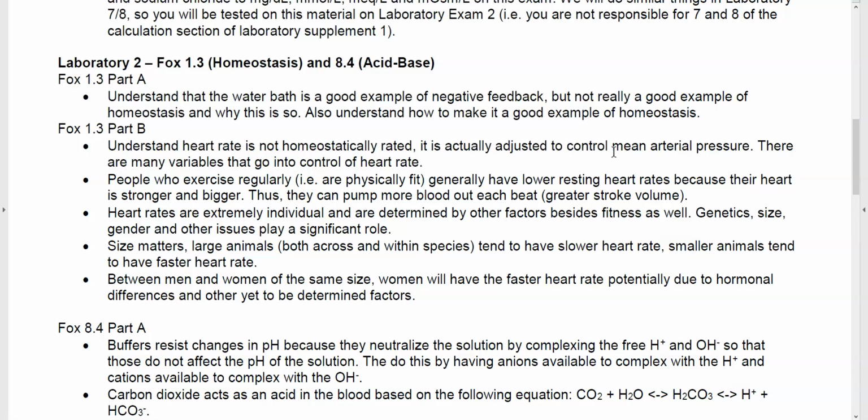And so doing that would show negative feedback.